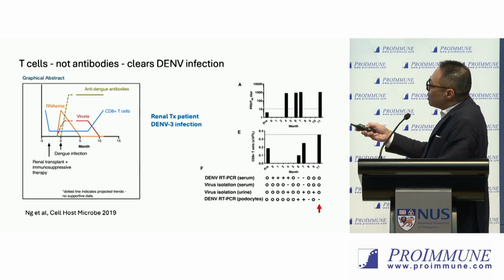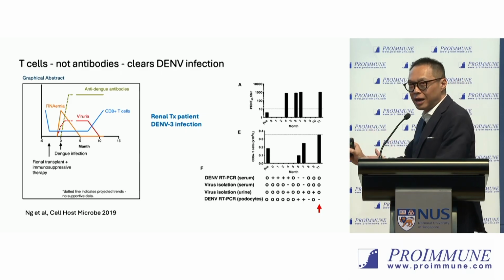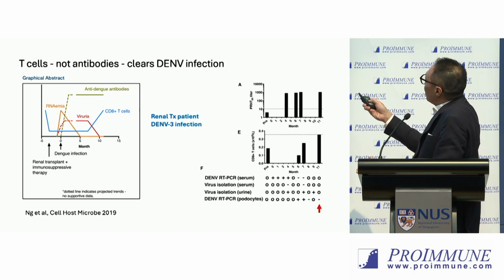This basically summarized it all, right? So the RNA-emia lasted for about 5 months. We could even isolate virus from the urine for up to 9 months. And the reason why she could not clear the infection is not because of antibodies. She made high titers of neutralizing antibodies against dengue 3, right? For as early as 4 months.